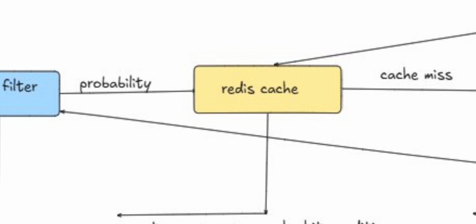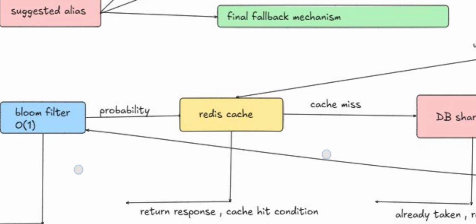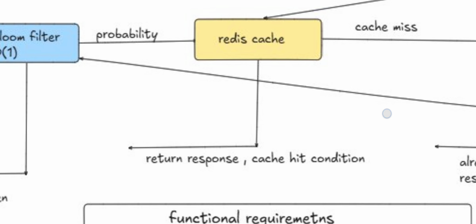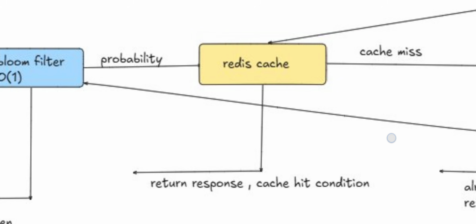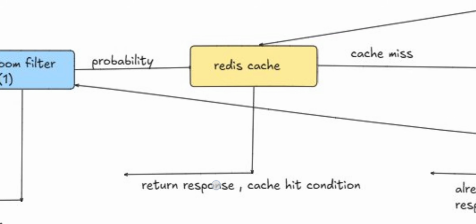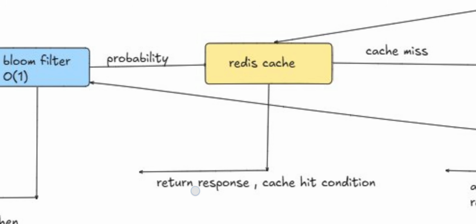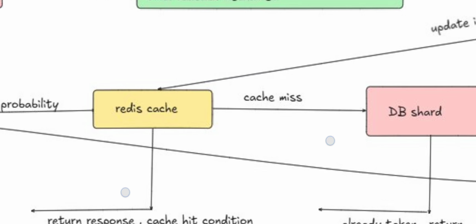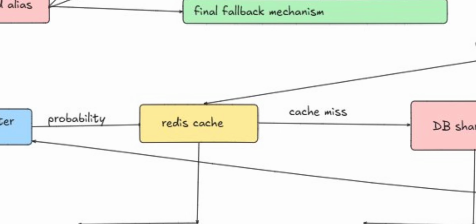So now we are going to our Redis cache. Redis cache is the place where we store some of our frequently taken aliases for some amount of TTL, for example 24 hours, or whatever time you want to take, right? But Redis cache has two conditions. Let's suppose it's a cache hit condition, so we can just return the response. You can see here it's a cache hit condition, so just return the response. But let's suppose it is a cache miss condition, so now here we can go to our database shard.